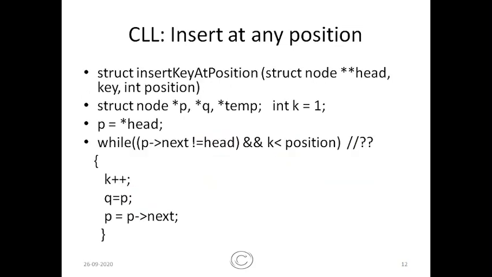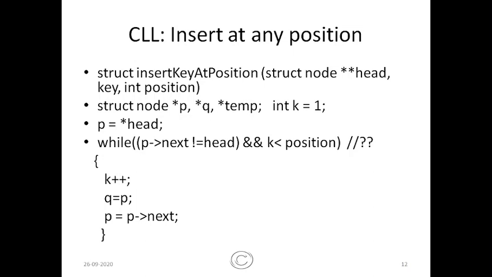Now let's see the code part. We have one prototype, struct insert key at position. The head address of the circular linked list will be passed, with the key value written as int key. I forgot to write int key, then int position, so you have to define the position. Now we will create other pointers P, Q, all these temporary variables. P is assigned the head address, and we will travel to the last node.